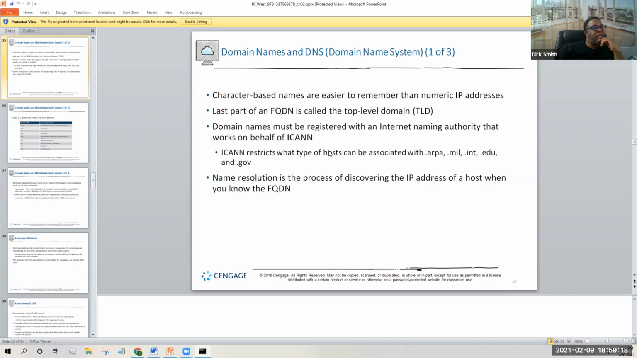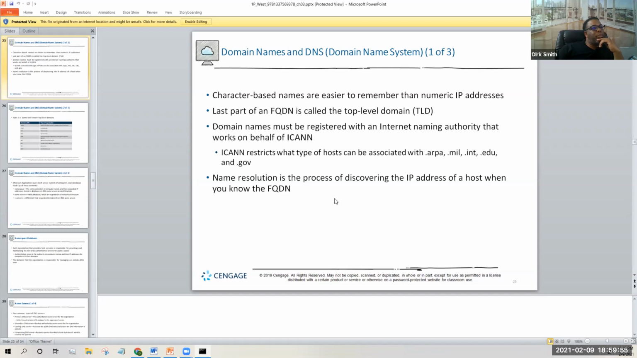So that's what the DNS server typically does, because a domain name must be registered with the Internet naming authority that works on behalf of this communication organization, ICANN. ICANN restricts what type of host can be associated with ARPA, MIL, Internet, Education, and Government sites. So this is military, education, government, and I'm not sure what this one stands for. This organization is responsible for who can have what.